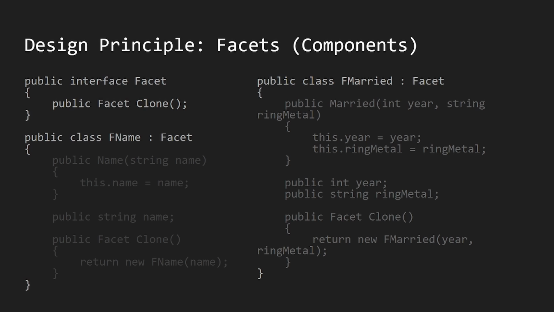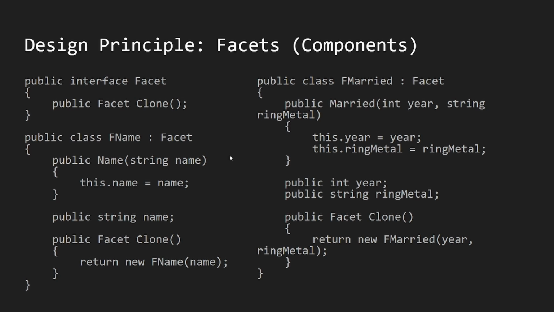Imagine you have a list of facets, and if you look and they have an F married facet, you know that they're married. Then look at all these attributes you can have. This one might only have a string name, but this one has a year for the year they were married, and this one has a string for what metal ring they have. And of course, don't forget the clone.